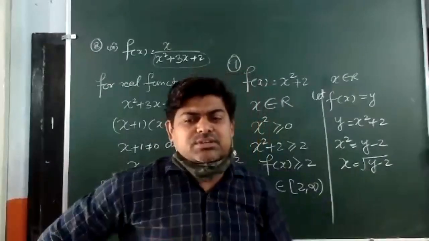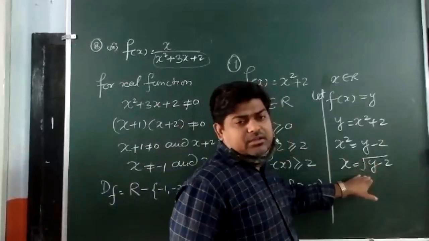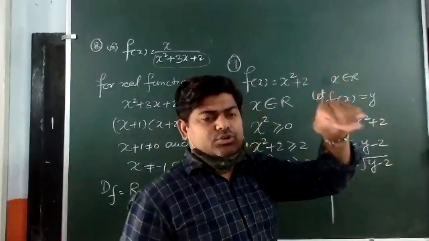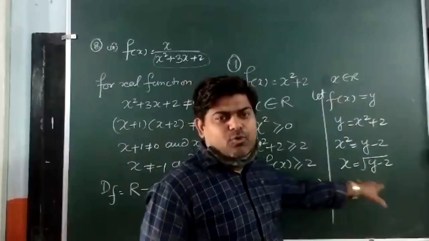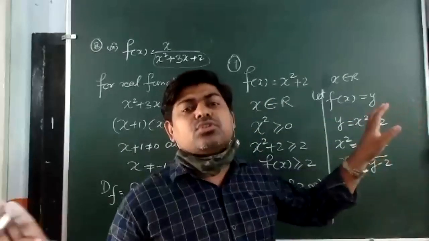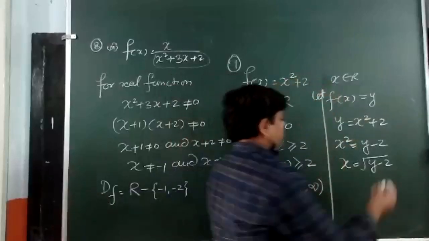So here you can see what I want to say. For every y minus 2 greater than or equal to 0, x will be real. If y minus 2 is less than 0, meaning negative, x would not be real. What has been given in the question? x is real. So what can I say?